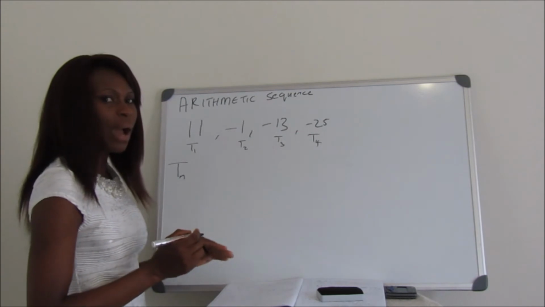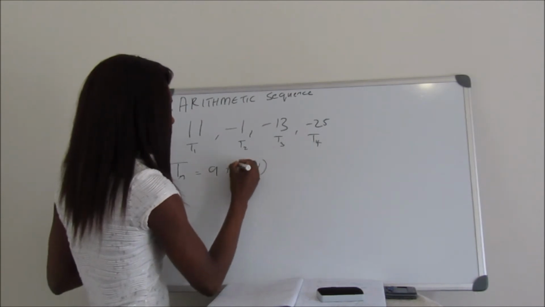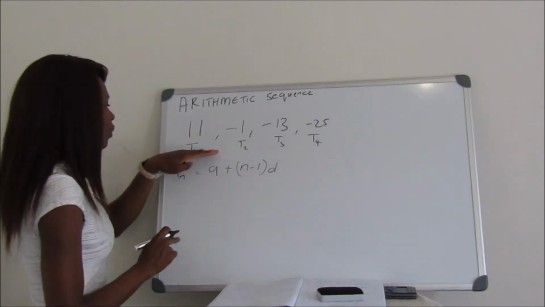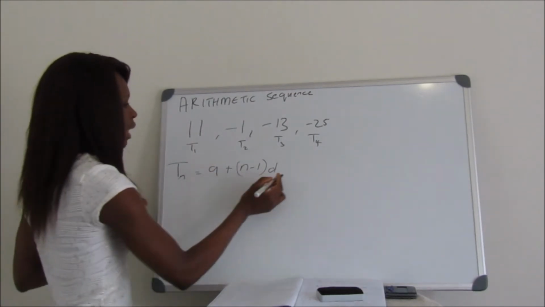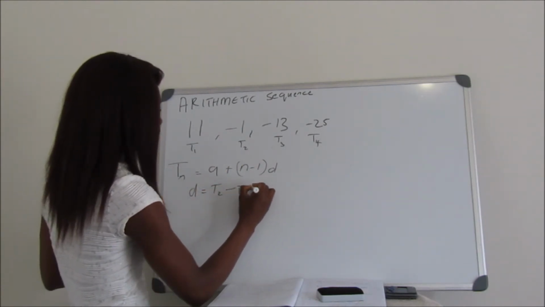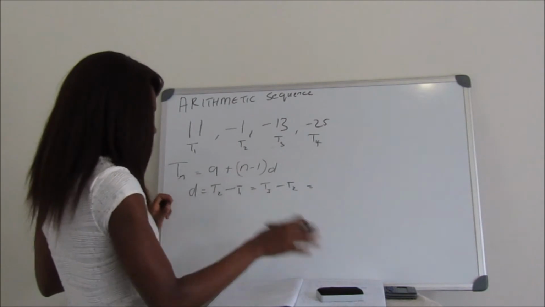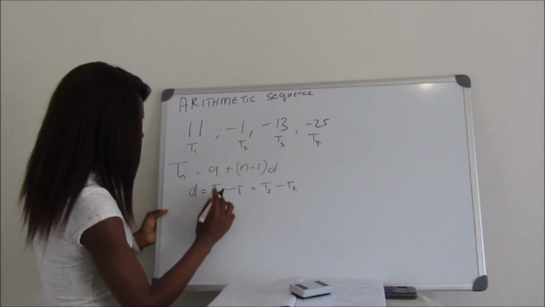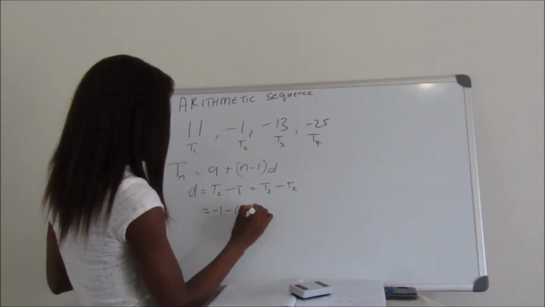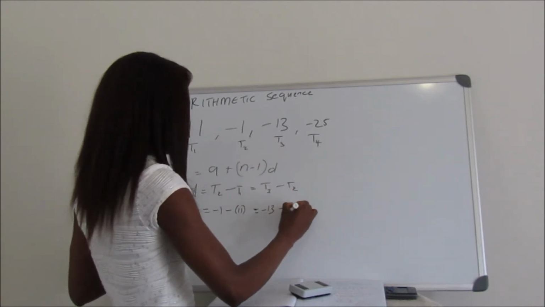To find Tn, remember the equation says Tn is equal to a plus n minus 1, all multiplied by d. So our a from this sequence is 11, because it's our first term. Now to find d, remember the equation says T2 minus T1 is equal to T3 minus T2. This is T2, which is negative 1, minus T1, which is 11. It's equal to T3, which is negative 13, minus T2, which is negative 1.